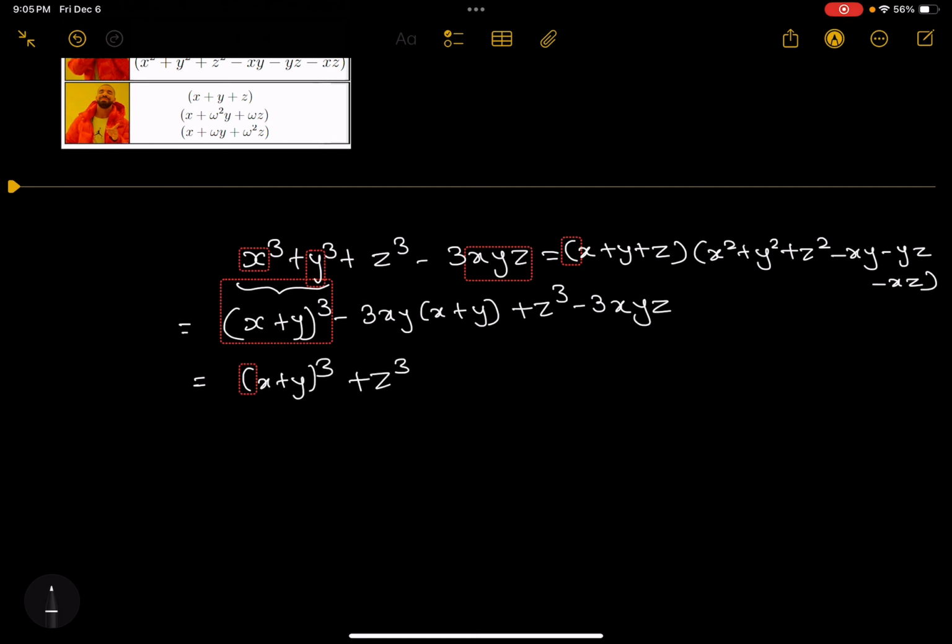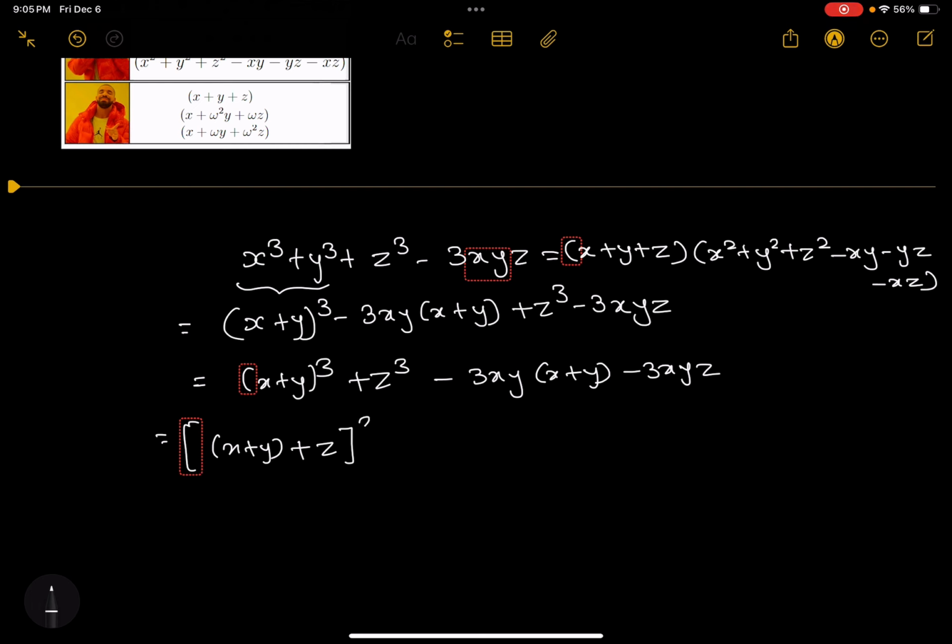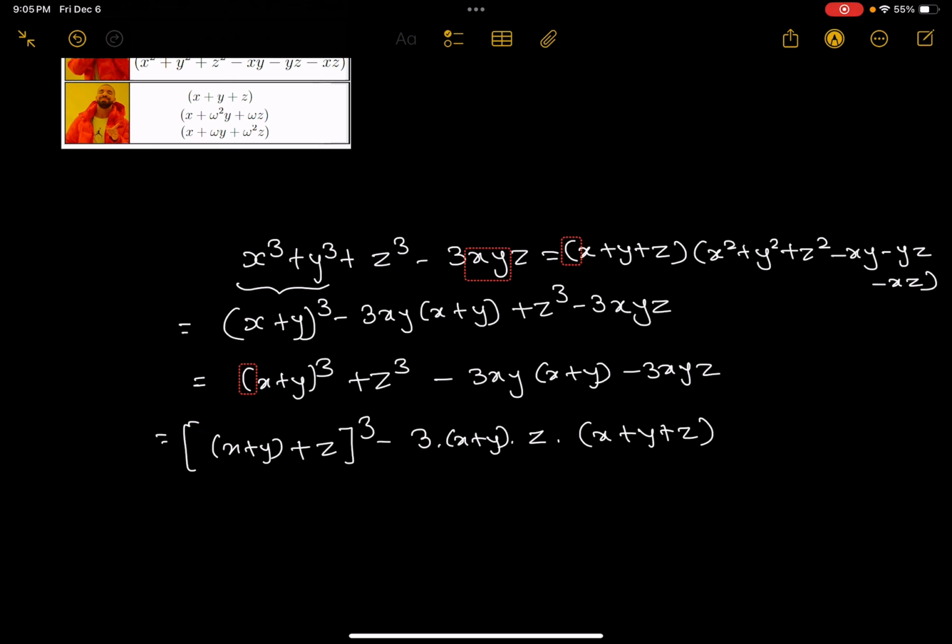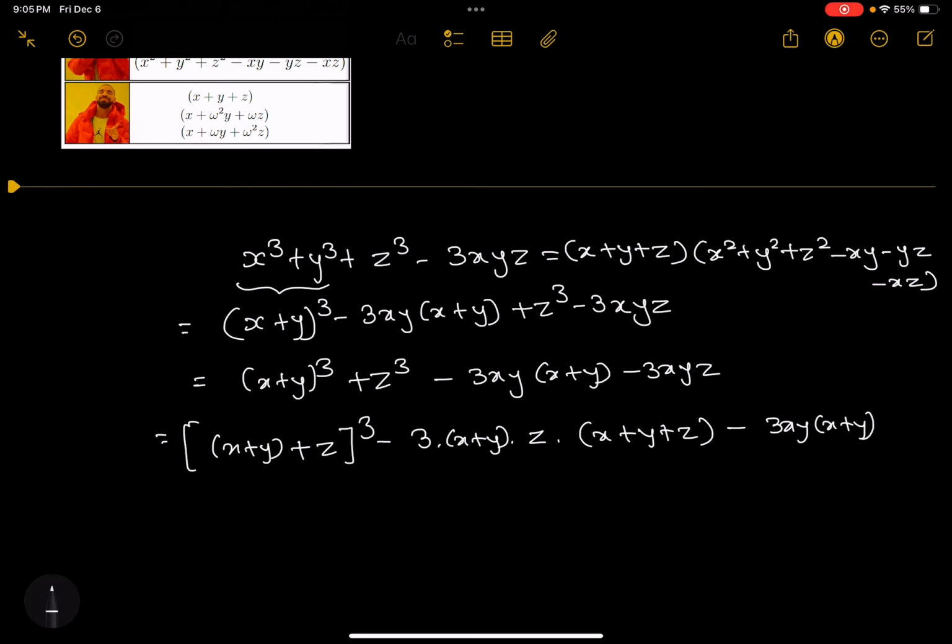Now after you know this, again try to bring the cubes together, and we have 3xy times x plus y, minus 3xyz. Now again, if you use the same formula, this will be a plus b whole cube minus 3ab times a plus b. It's the same formula: a plus b whole cube minus 3ab times a plus b, here with 3xy times x plus y minus 3xyz.